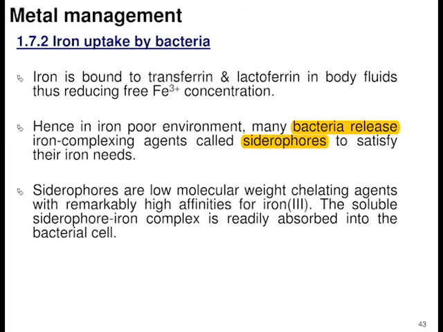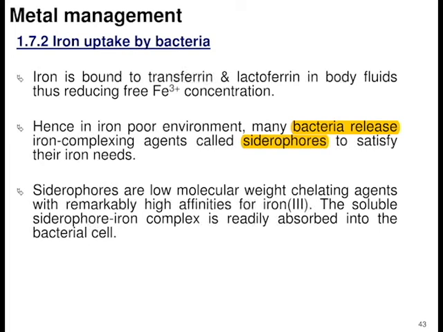They were for iron poor environment, right? Because iron is captured by transferrin. Many bacteria release iron complexing agents called siderophores to satisfy the iron needs. So once they invade the bloodstream, they will release siderophores. And these siderophores are actually iron complexing agents. So they will complex to iron and transport it back into the bacterial cell so that they can survive. Okay, so this is another aspect which we need to cover also, the siderophores.